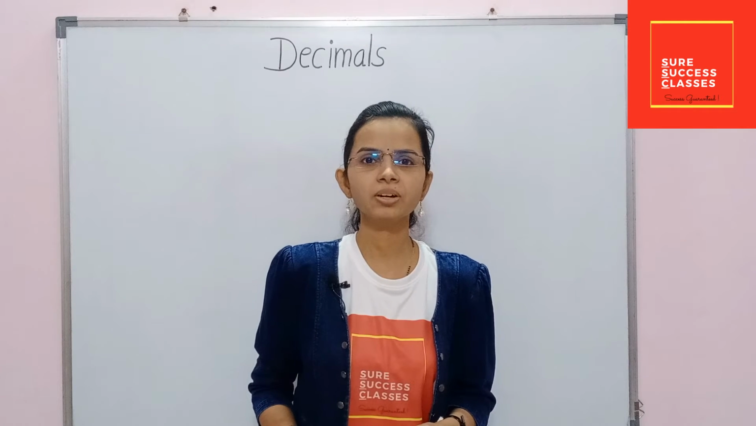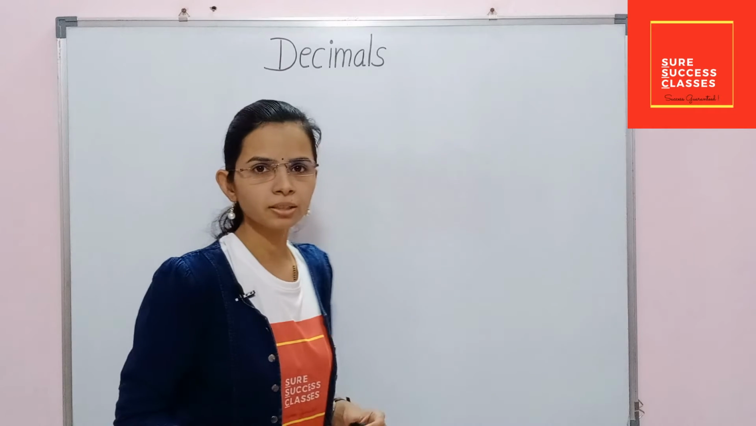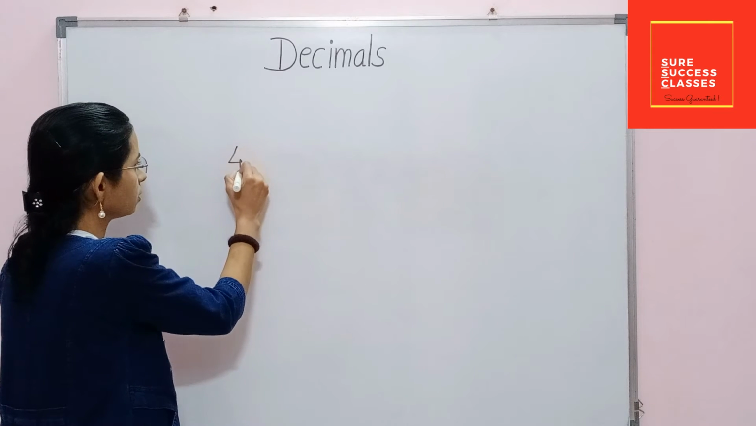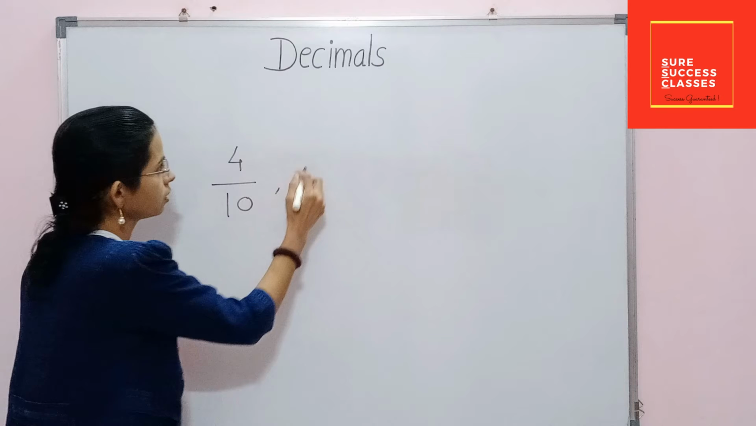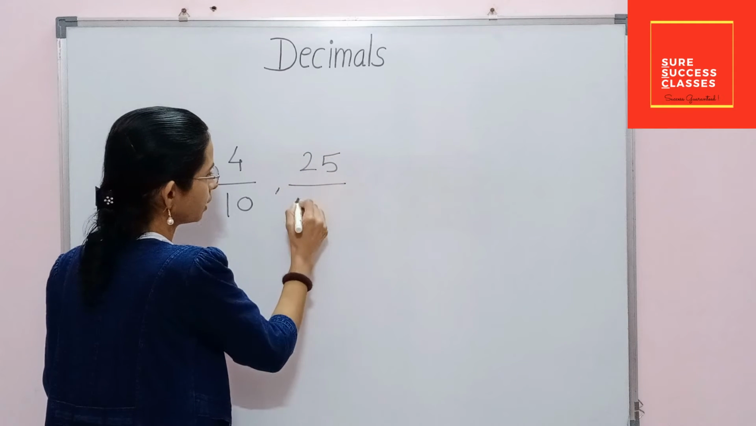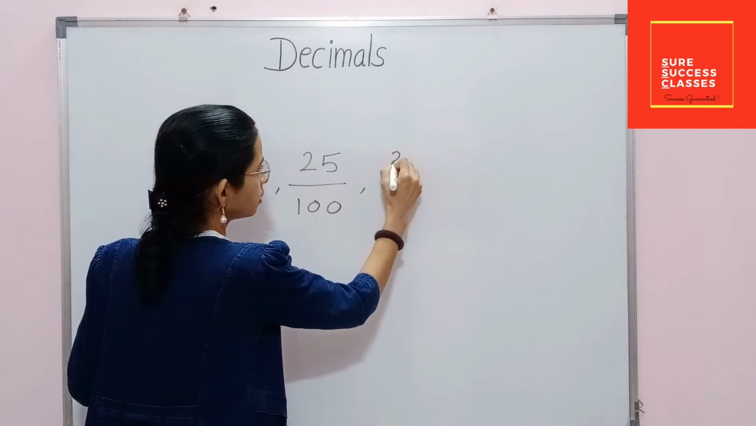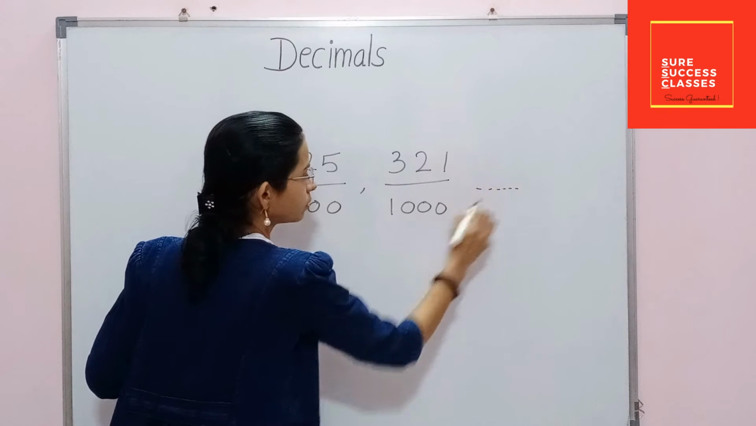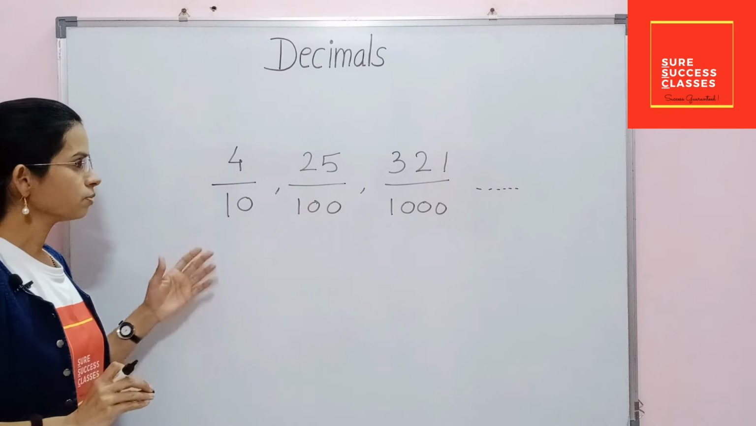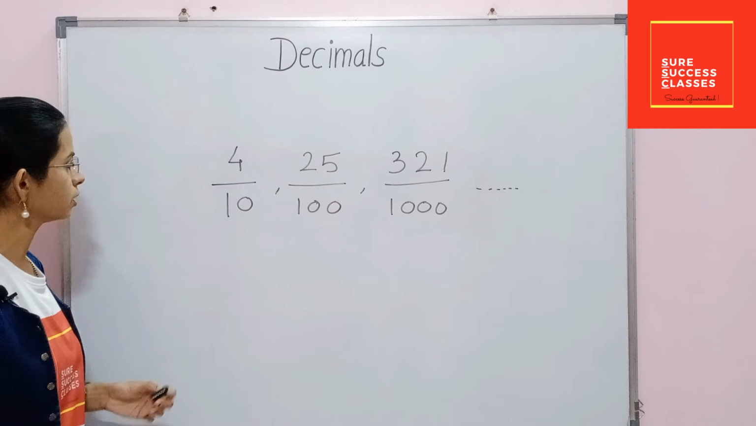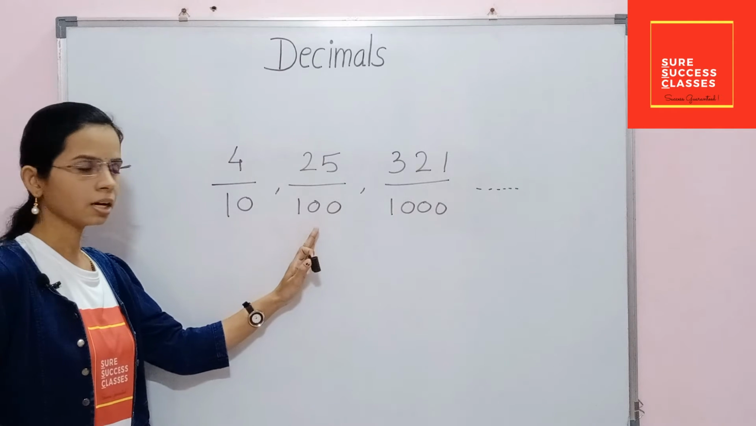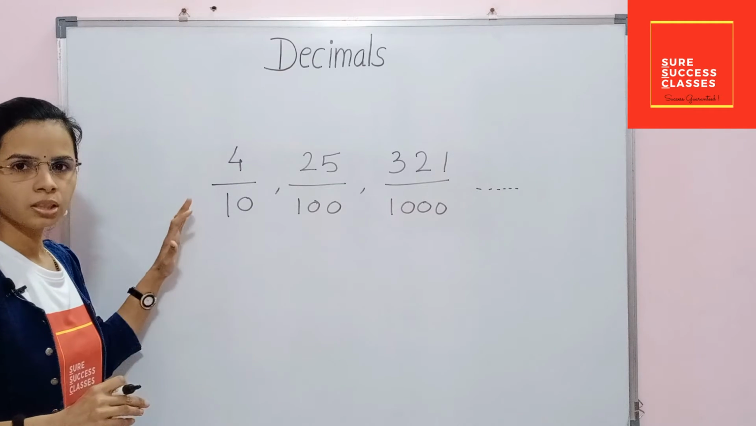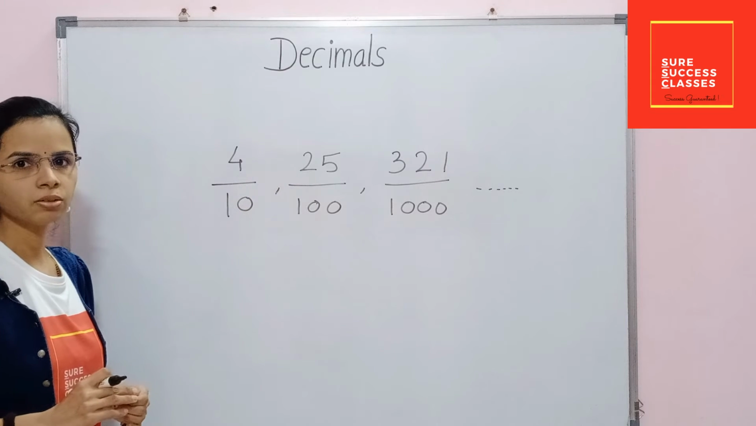In our previous session we have learnt about fractions. Fractions are nothing but the numbers which are having numerator and denominator. For example, 4 by 10, then 25 by 100 and 321 by 1000 and so on. If you observe, these fractions are having denominator as 10, 100, 1000 and the power of 10. These fractions are known as decimal fractions.